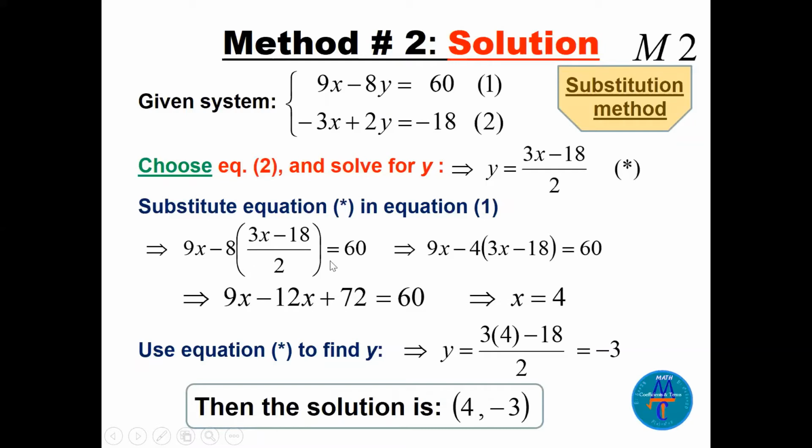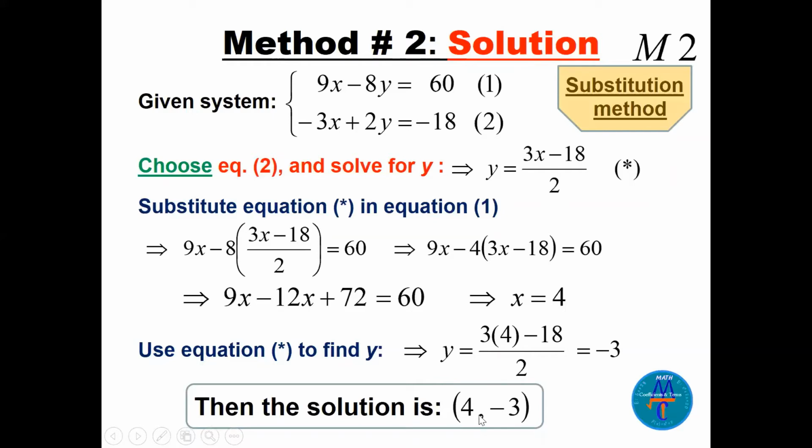Now 8 divided by 2 is 4, so there's no fraction here. And then we distribute 4 times 3x minus 12, minus 4 times minus 18 plus 72. Solve for x. x will be 4. See, this method is nice, substitution, because when you find one variable, you go back to star. Always in the substitution, if you find x, go back to star. If you find y, go back to star. So we need y now in the star, 3 times 4 minus 18 over 2. So y will be minus 3. So this is the solution.